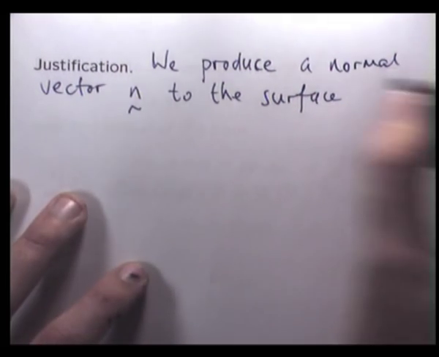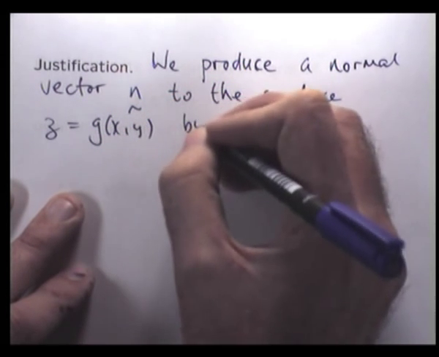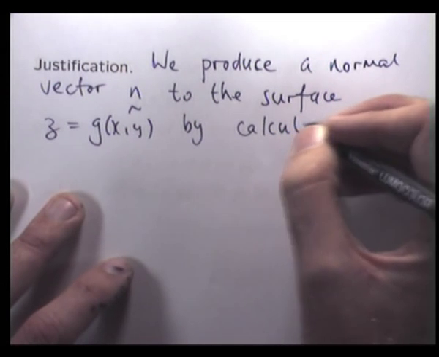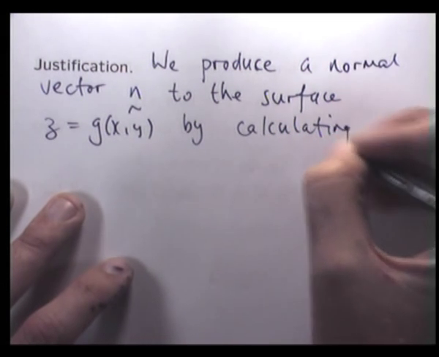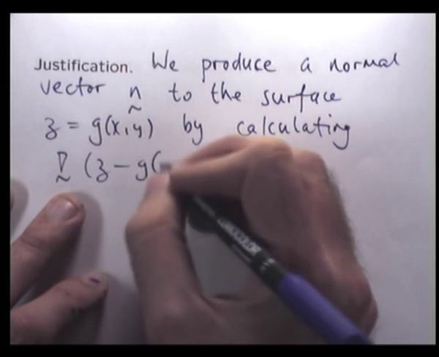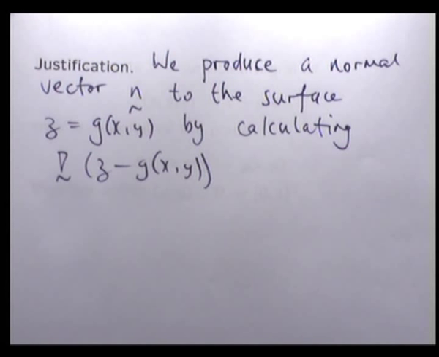To the surface, z equals g. So we calculate the gradient of the vector field defined by z minus g. Okay?